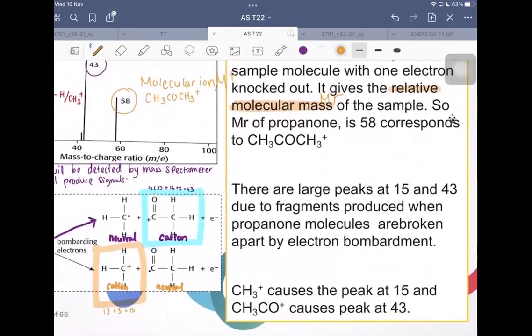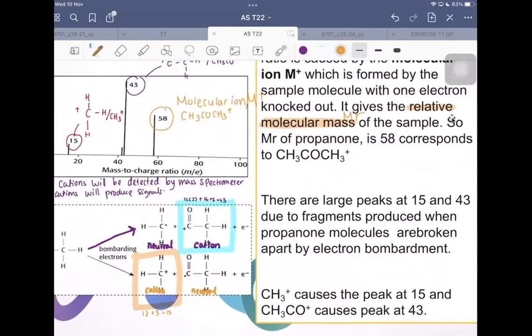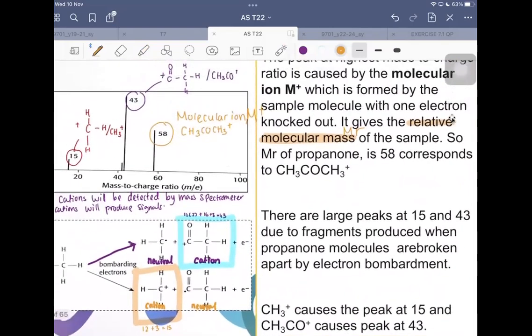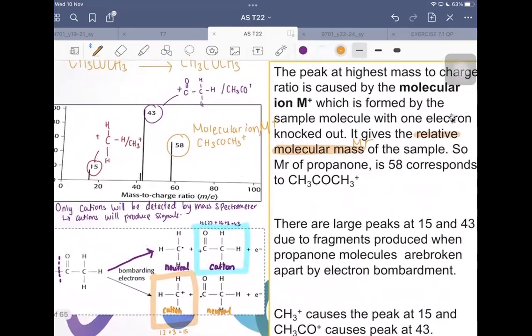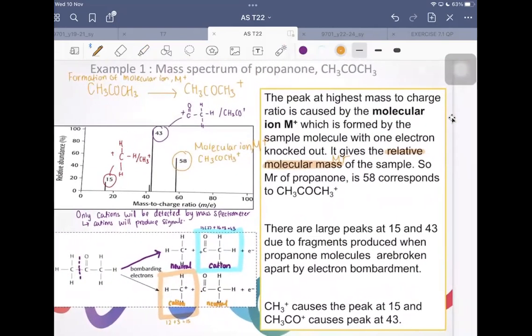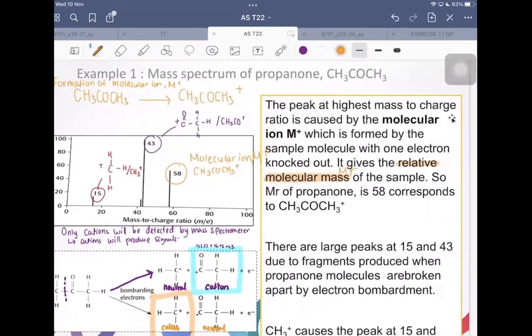There are large peaks at 15 and 43 due to fragments produced when propanol molecules are broken apart by electron bombardment. So the peak at 15 is caused by the CH3 plus fragment, and the peak at 43 is caused by the CH3CO plus fragment. Yep, okay, correct. CH3CO plus. Make sure you don't forget the plus sign. Okay, so if you want to copy this down, you can.